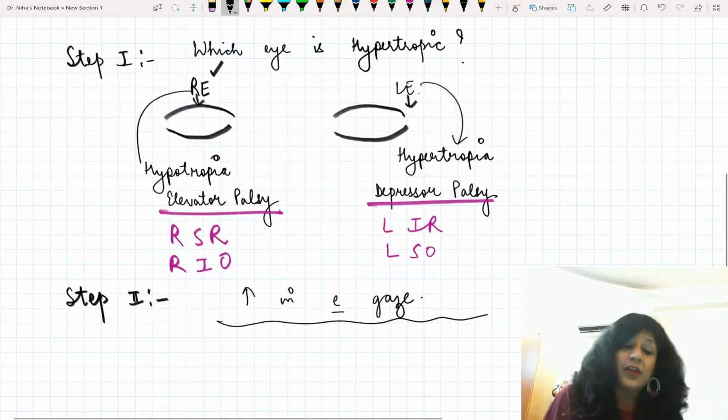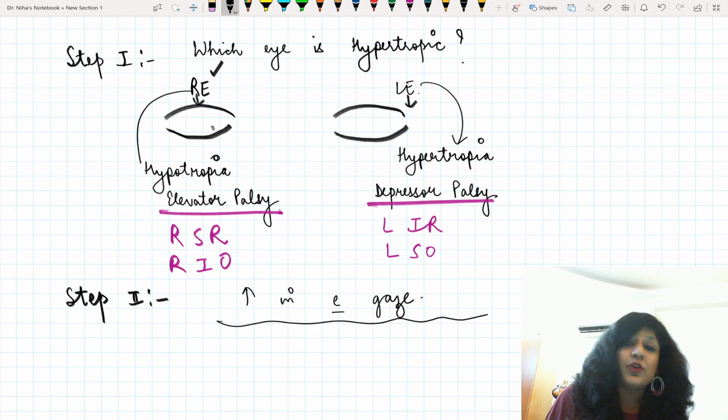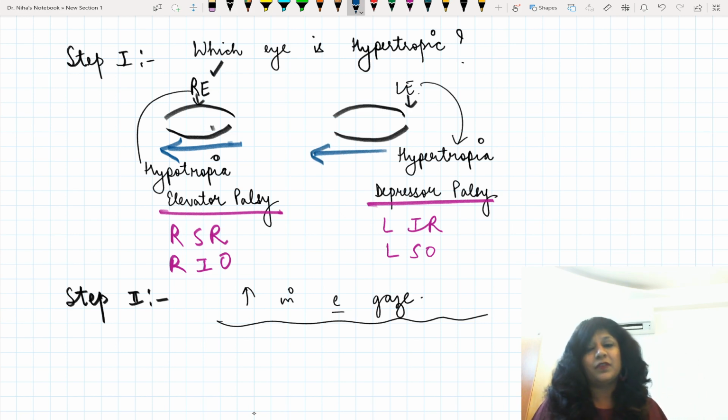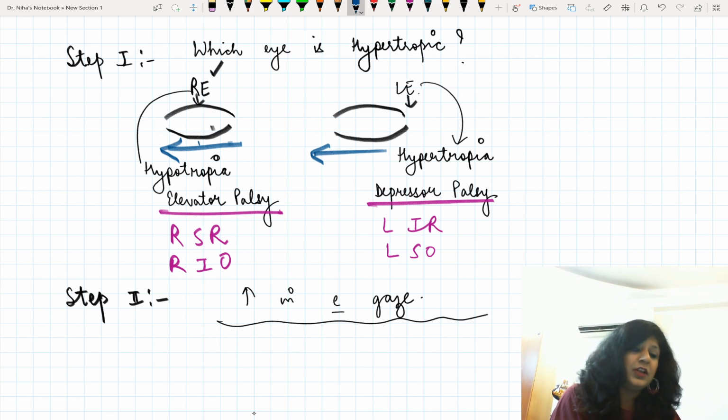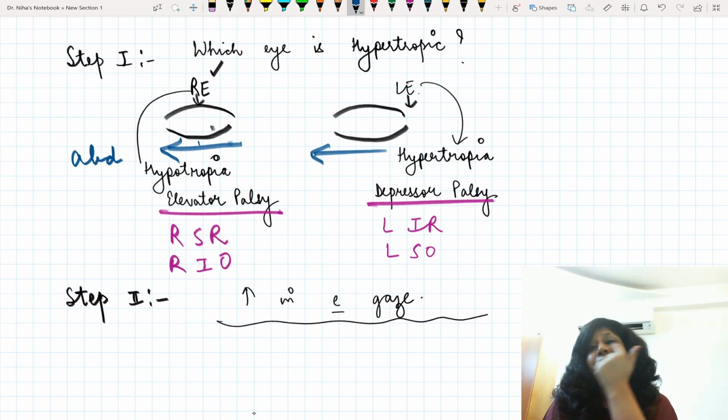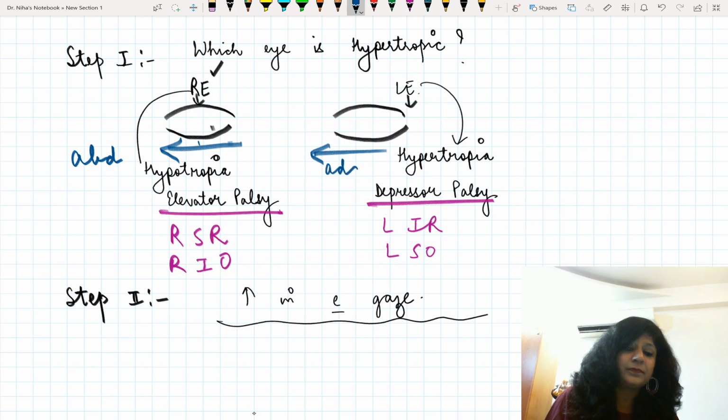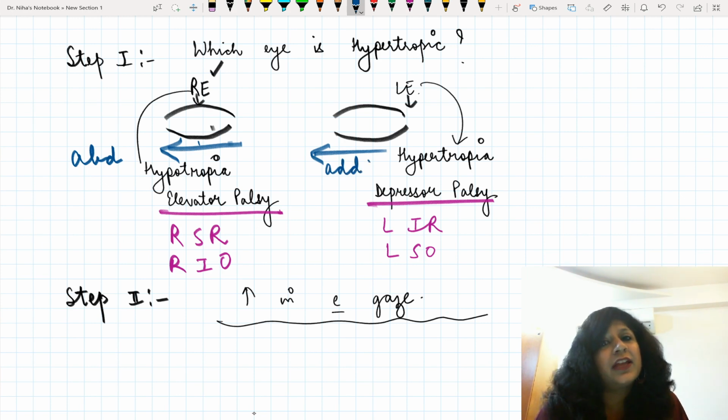Now see here, when these eyes look towards right, so what will happen? Right eye is also seeing towards right and the left eye is also seeing towards right. So now what is happening with my right eye? When I am seeing rightward with my right eye, this is going into abduction. So I will write abduction here, and when I am seeing towards right, my left eye is going into adduction.